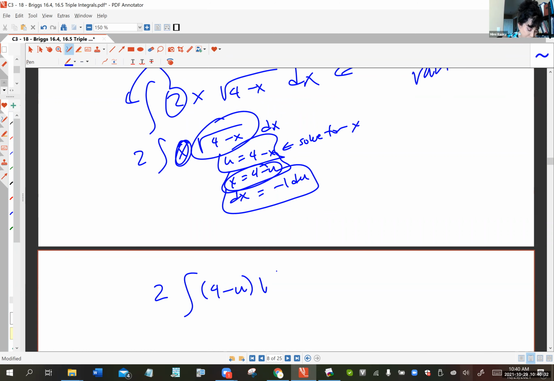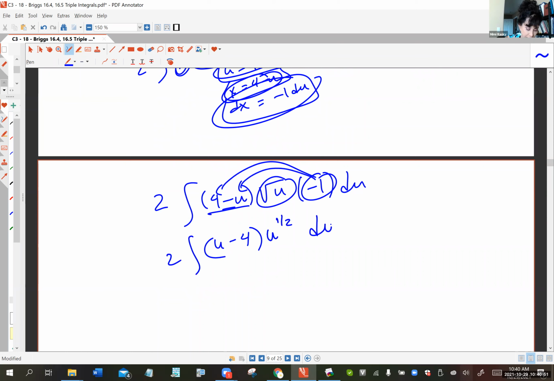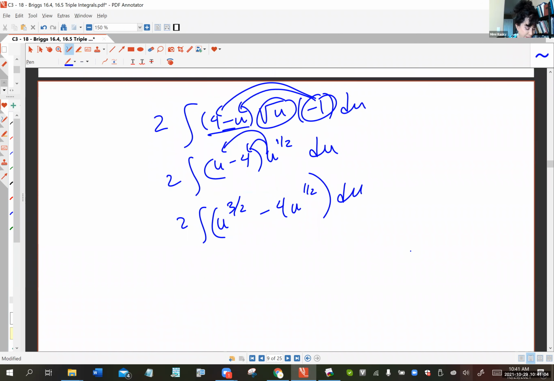This is going to become the square root of u, and then dx gets replaced with -1 du. Now this is still not integrable. I'm going to take this -1 and distribute it over the 4 minus u, so it becomes u minus 4. This guy I'm going to rewrite with exponents, since radicals are evil, and then I'll distribute the u to the half. And then I'll integrate using the power rule.